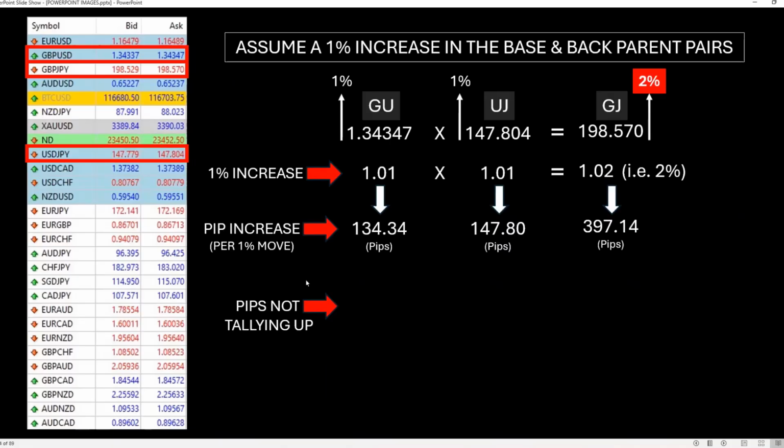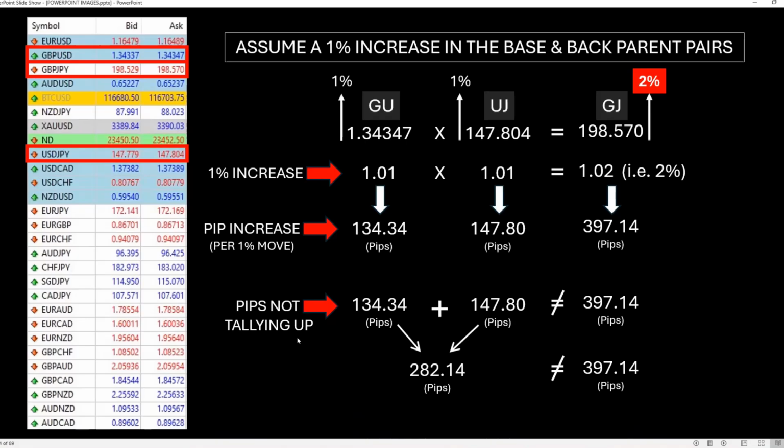So again, this is the same thing as the previous slide. I just want to point out that the pips do not tally up. For a 1% move in either direction, for the GU, that equates to 134 pips. For the UJ, it's around 147 pips, and for the GJ, it's around 397. If you add the two parent pairs together, you only get 282.14 pips. It does not tally up with the cross pair. That's okay. But what we want is for it to tally up. There's a reason why I'm saying that.